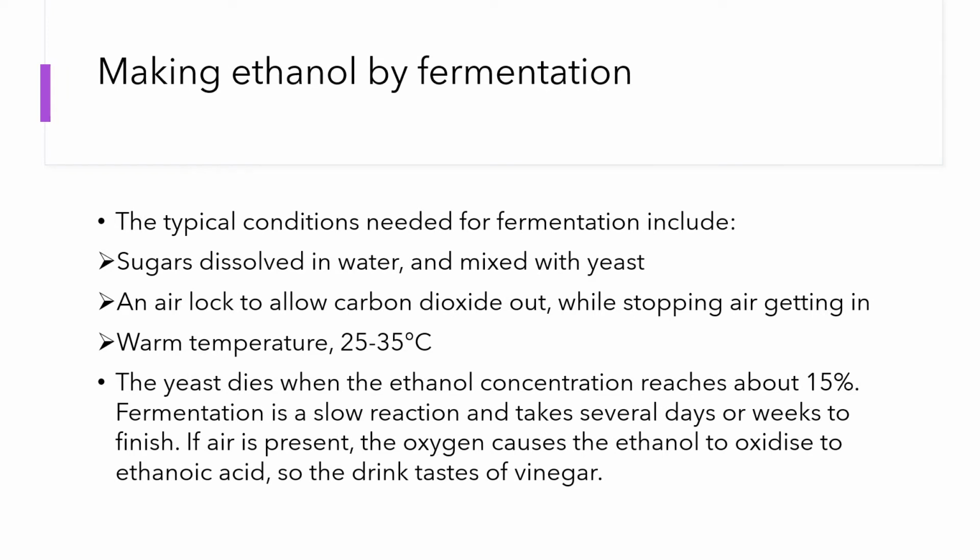Making ethanol by fermentation. The typical conditions needed for fermentation include sugars dissolved in water and mixed with yeast, an airlock to allow carbon dioxide out whilst stopping air getting in, warm temperatures, which is about 25 to 35 degrees, or usually 30 degrees.